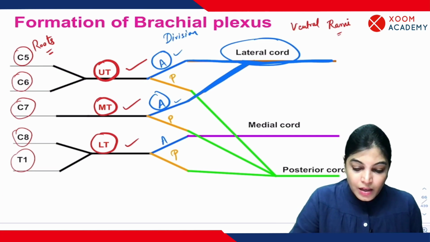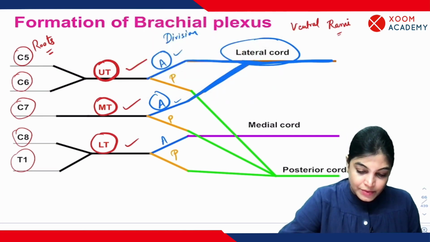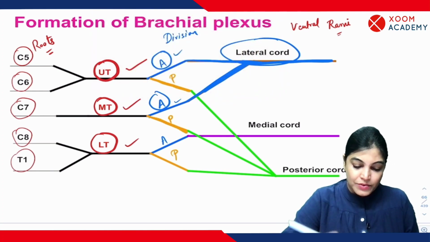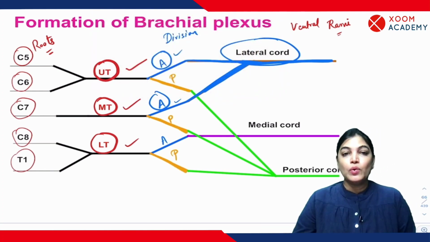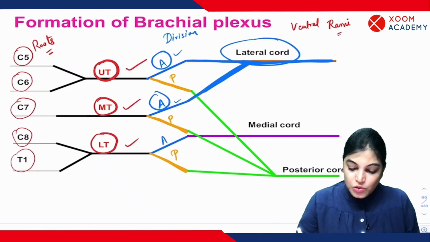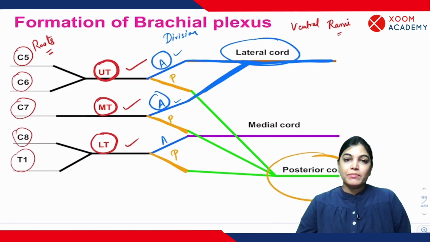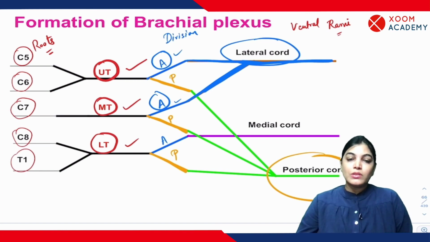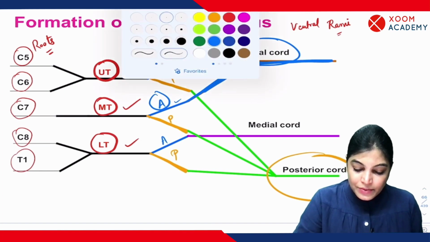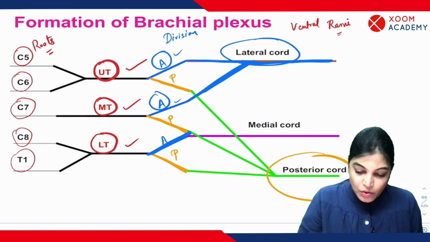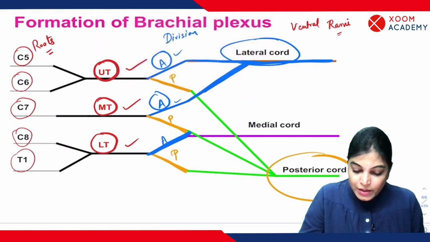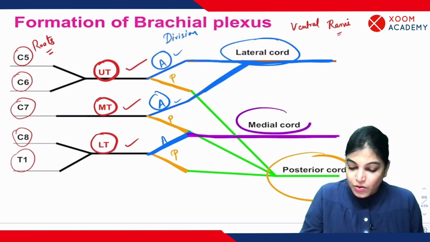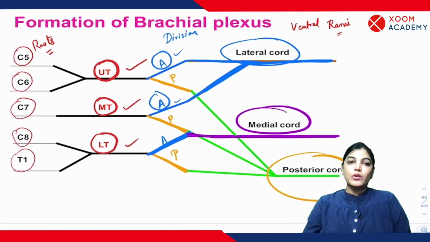Now, if you see the posterior divisions, this is the posterior division of the upper trunk, this is the posterior division of the middle, and this is the posterior division of the lower trunk. These three together join to form the posterior cord of brachial plexus. What about the medial cord? See here, this is the anterior division of the lower trunk. The anterior division of the lower trunk continues to become the medial cord of brachial plexus. So very nicely you can appreciate this.